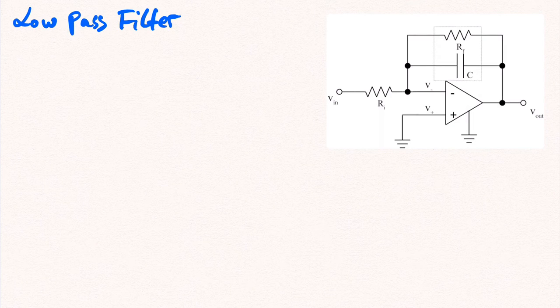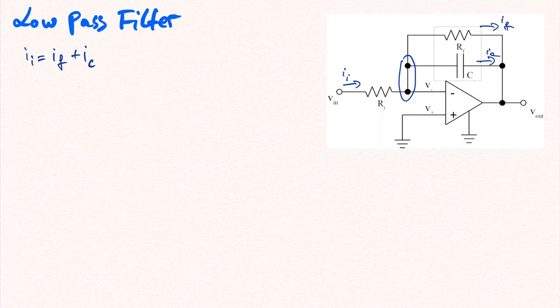For this, let's start by denoting the currents. The current through resistor Ri we'll denote as Ii, the current through Rf we'll denote as If, and the current through the capacitor we'll denote as Ic. Applying Kirchhoff's current law to this node here yields that Ii is equal to If plus Ic.